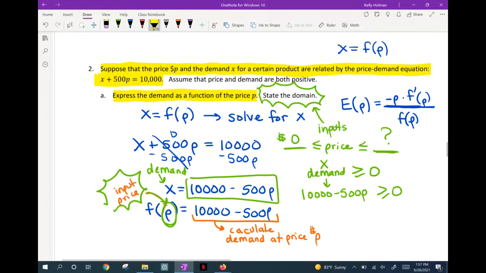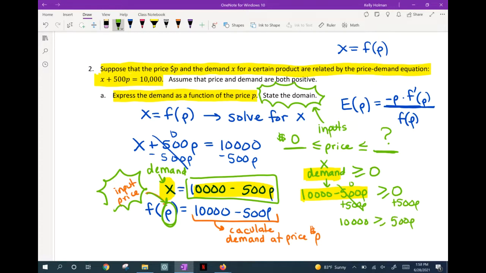You're just going to take your rule for demand, which can be replaced with this binomial, and set that binomial greater than or equal to 0. And then it's just algebra. There's lots of ways you can solve this. I'll add 500P to both sides. So if 10,000 has to be greater than or equal to 500P, there you go.